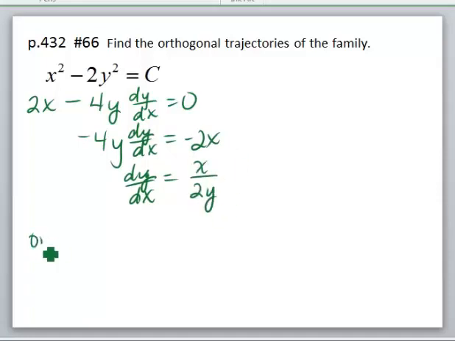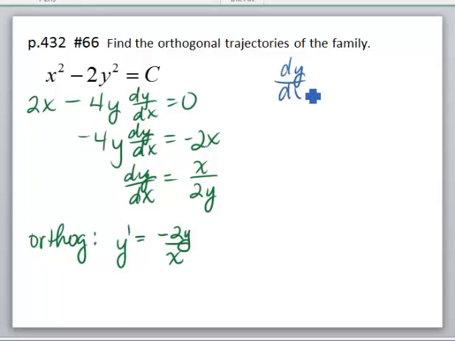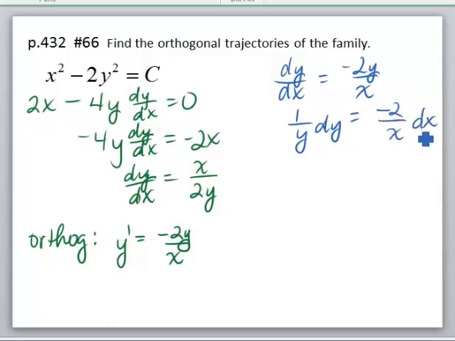Now the orthogonal trajectory means that it's perpendicular. So the y prime I'm looking at would be the negative reciprocal, so I'll just flip it and put a negative on it. Now what I can do is find the original equation by solving this differential equation. So I'll separate my variables. I end up getting 1 over y dy equals negative 2 over x dx. So then I'm ready to integrate.